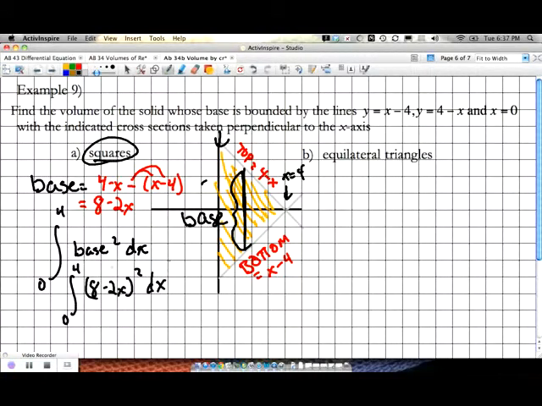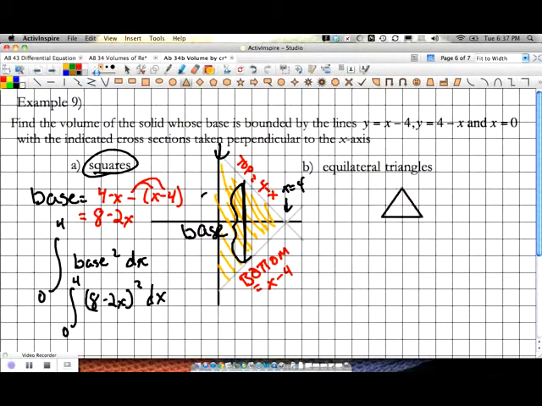Now, I know that we can evaluate that, but I'm worried mostly about setting it up, just like we've been doing with this whole workbook, just for time's sake. Equilateral triangles. Again, a quick reminder. It looks like this.